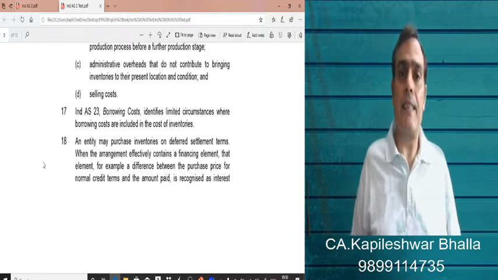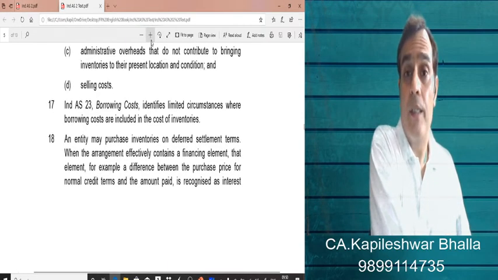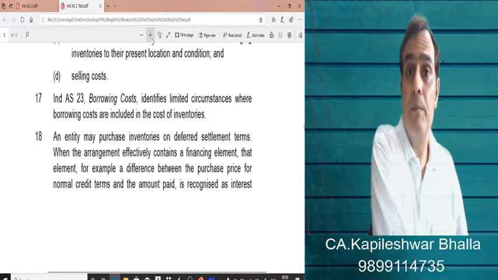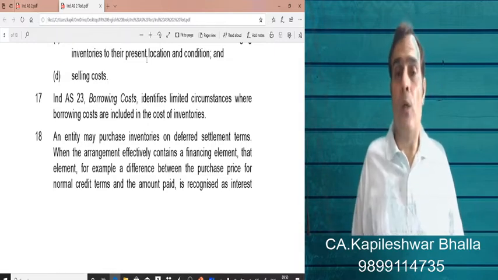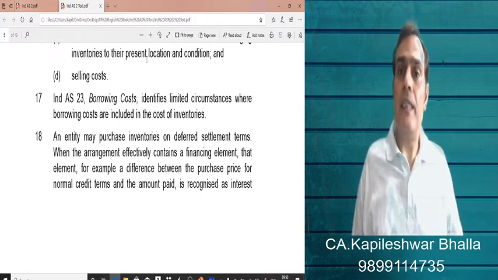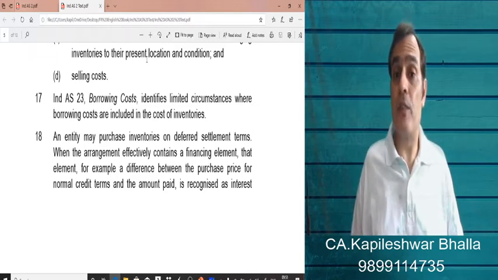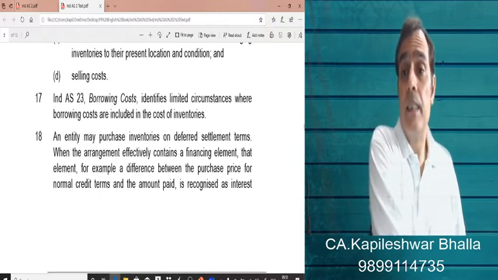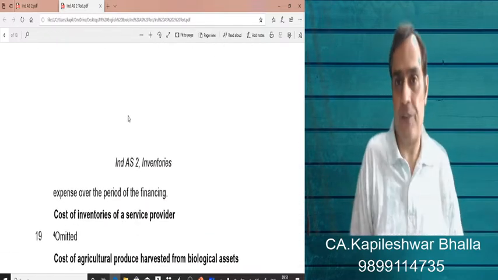In para number 18, it says an entity may purchase inventory on deferred settlement terms. So it says that an entity may purchase inventory on deferred settlement terms when the arrangement effectively contains a financing element, that is interest. That element, for example, a difference between the purchase price for normal credit terms and the amount paid, is recognized as an interest expense over the period of financing.